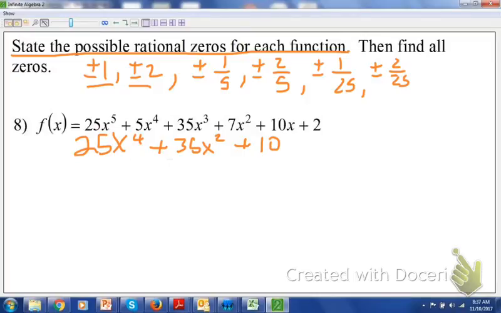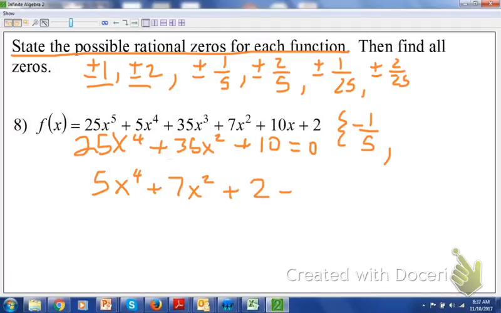Okay, so we have one of our zeros. We found one. It's negative 1/5. And then we're left with this. Yeah, if we set this equal to 0, we can indeed make this 5x to the fourth plus 7x squared plus 2 equals 0. Good instinct, Kirsten. All right. And then that looks like something we could at least try to factor, doesn't it?